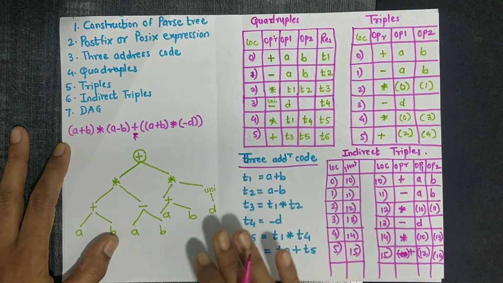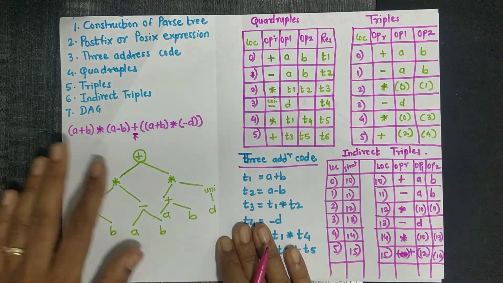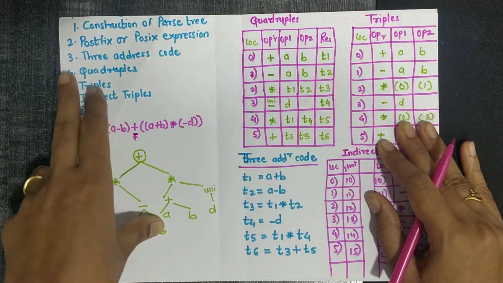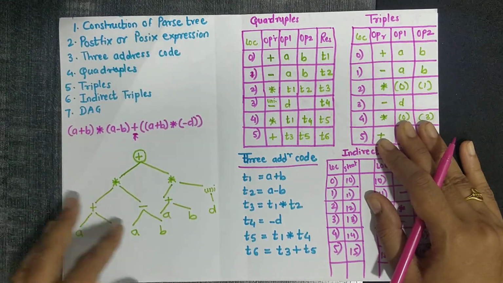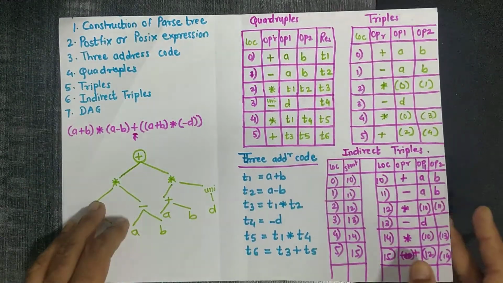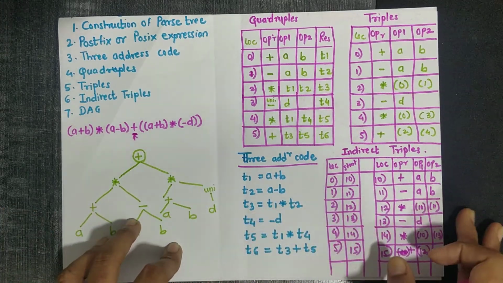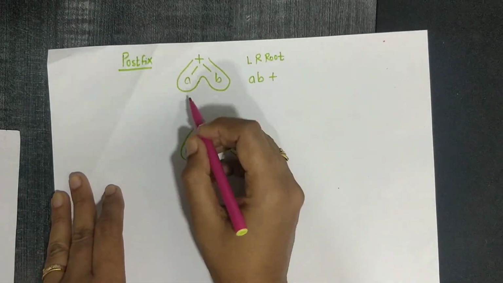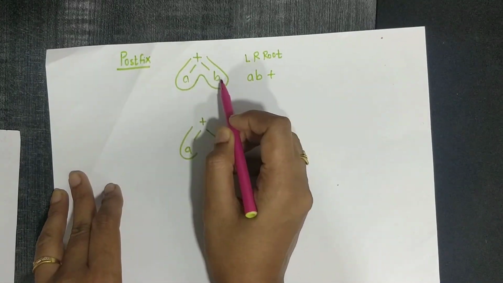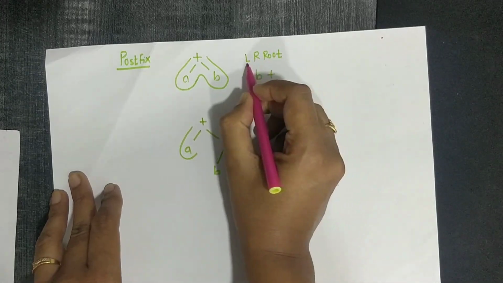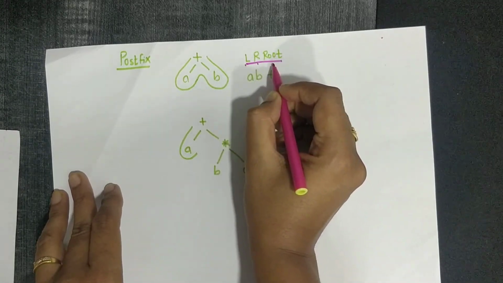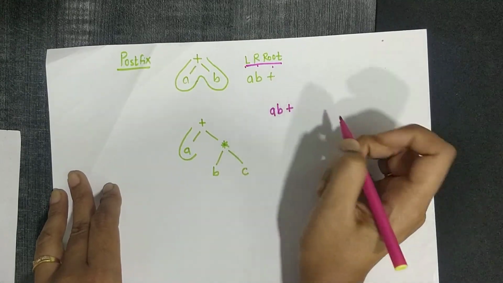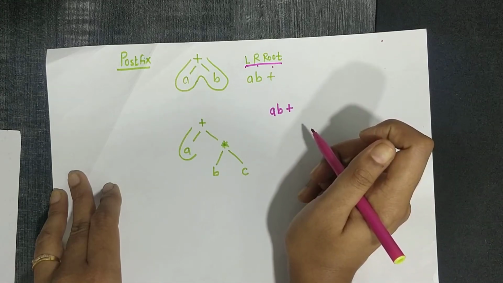Now we have to generate the 3 address code, but before we construct quadruples and triples, the postfix expression will be the easiest one. How to find out the postfix expression? I think all of you know the postfix expression, right? What is the postfix? Suppose a plus b is given, then we are going to follow left, right and root. So what is the postfix?